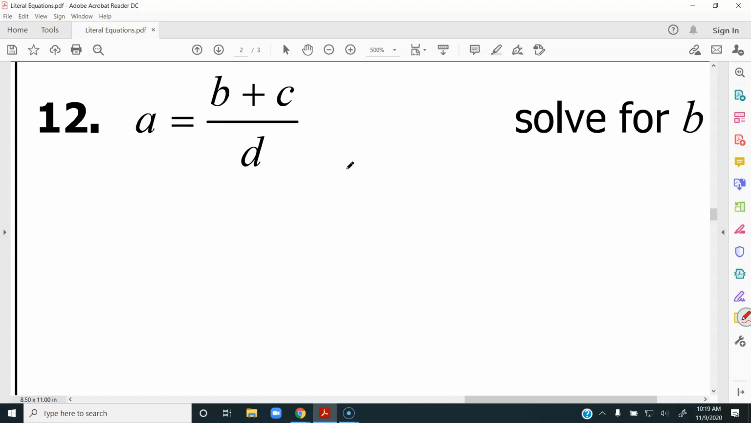So number 12, I'm going to look at it. I'm solving for the letter B, so it's on the right now. So I'm going to get that over to the left. So I'm going to put in number 12. I'm going to use the symmetric property. Then I'm going to put in number 3, which is multiply.